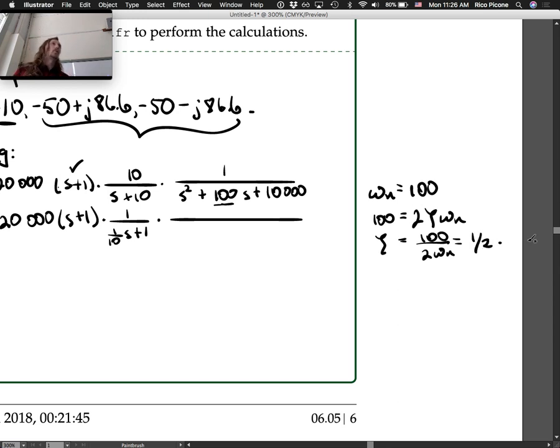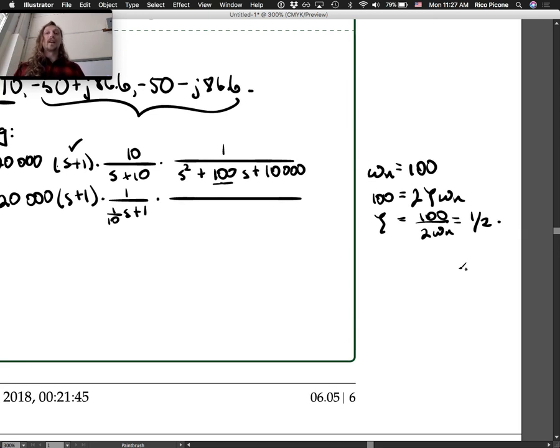So zeta is 0.5, so that means that we are what? Underdamped, overdamped, critically damped? Underdamped, right? It's between 0 and 1. Underdamped. Cool. So this is why this problem is kind of a review for everything, because we're touching on a bunch of stuff that we've talked about, even though that's not what the question asked explicitly.